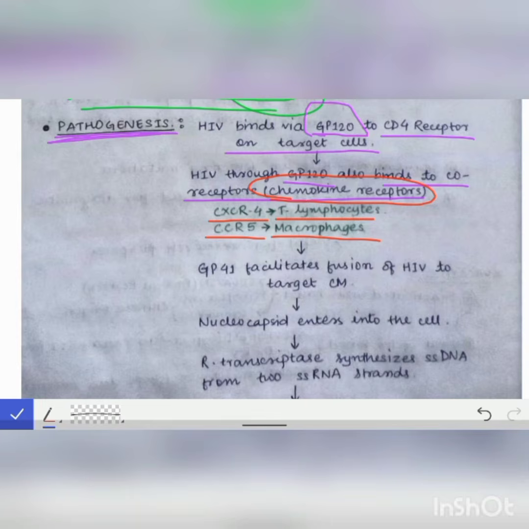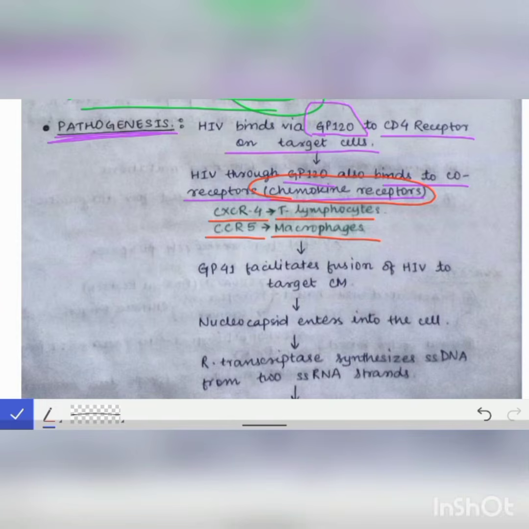Always remember that the co-receptors are the chemokine receptors. And what are those chemokine receptors? CXCR4 present on T lymphocytes and CCR5 on macrophages. So if HIV is binding to T lymphocytes, then the co-receptor will be CXCR4, and if it is binding to macrophages, then the co-receptor will be CCR5.